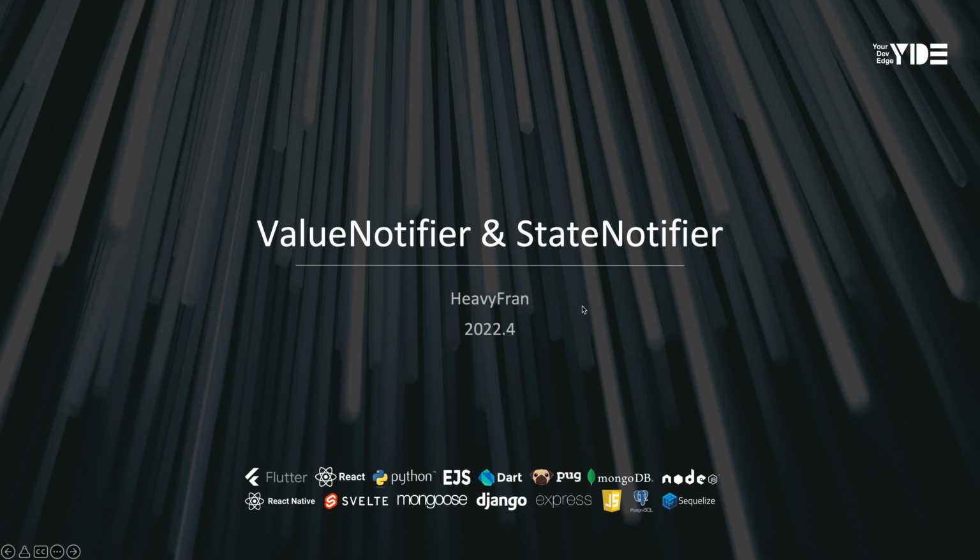This time, we'll look at ValueNotifier and StateNotifier, which are often used to handle state. ValueNotifier can be useful for handling simple state. In many examples, ValueNotifier is used with primitive values such as integer or string. In this section, we'll also look at examples of use with more complex data types such as classes.